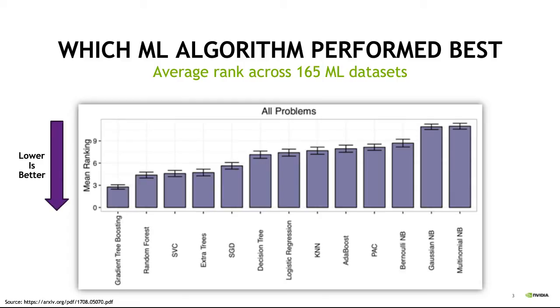The authors also performed tests of statistical significance of the observed difference between the algorithms. According to the authors, the test, quote, underlies the impressive performance of gradient tree boosting, which significantly outperforms every algorithm except random forest at the 99% confidence level.